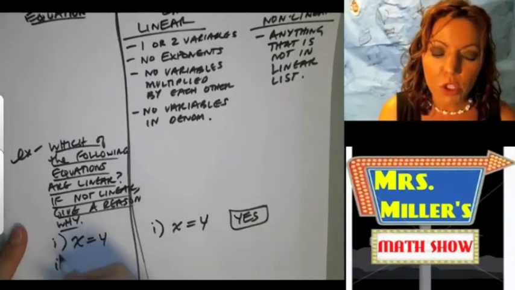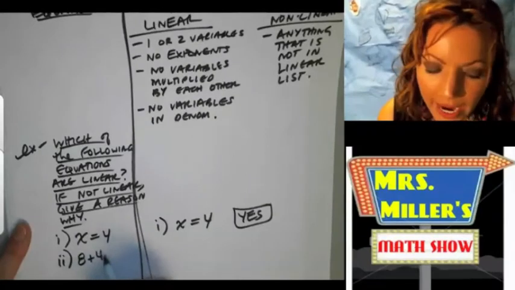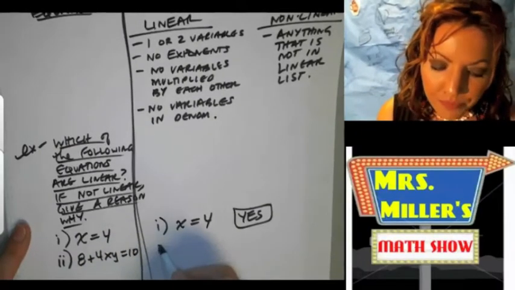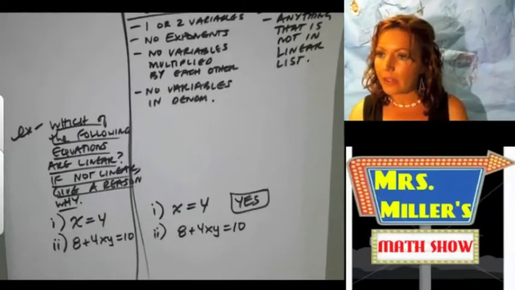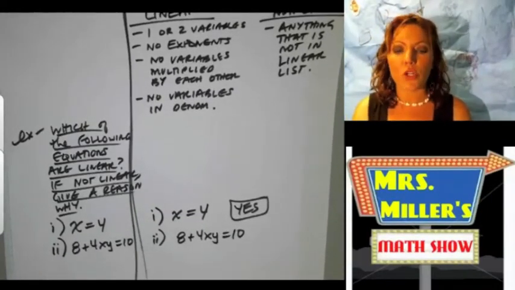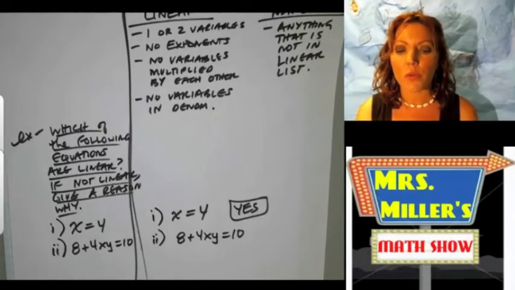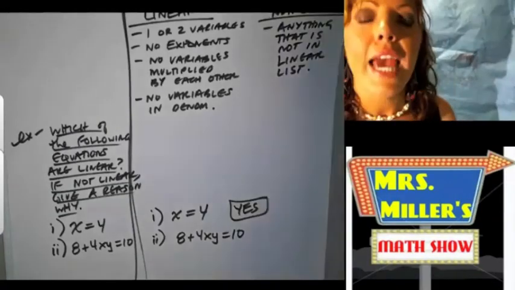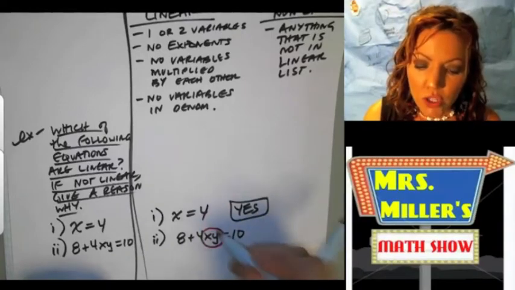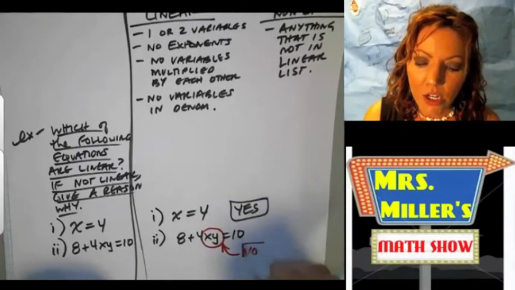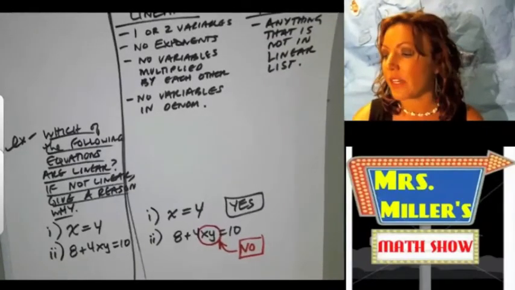So let's go through and do one more, and then I'm going to ask for some contestants, okay? Next one is 8 plus 4xy equals 10. All right, so again, going through our list, do we have one or two variables? Yes. Do we have any exponents? No. Do we have variables multiplied by each other? Yes. Where are the variables multiplied by each other? So you can circle that, point to it, and say no. No, that is not linear because of the variables that are multiplied by each other. That is the extent of it.